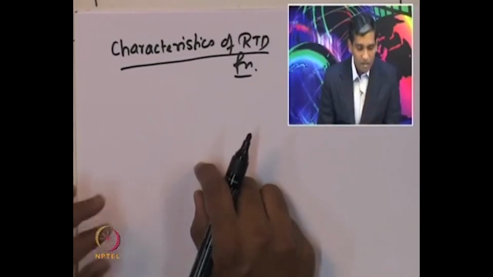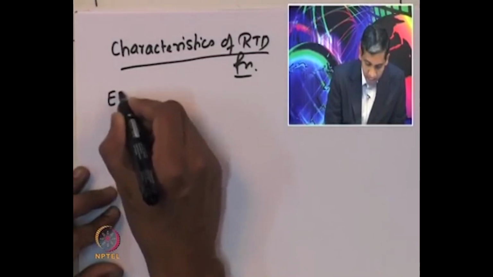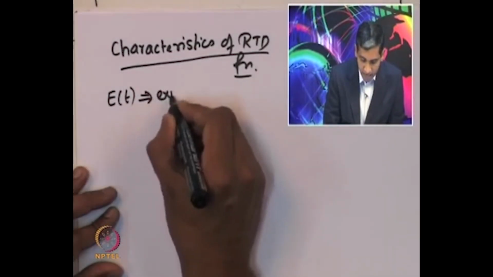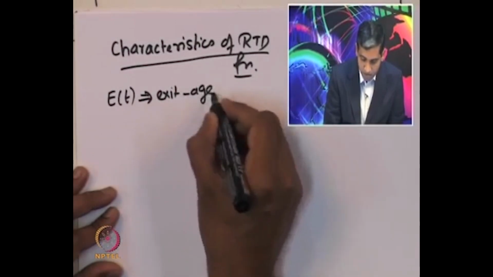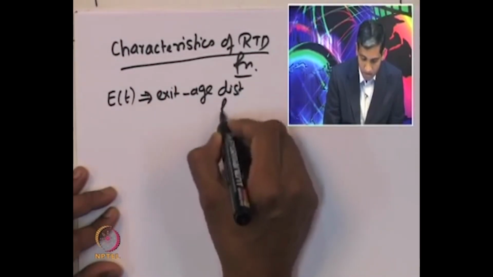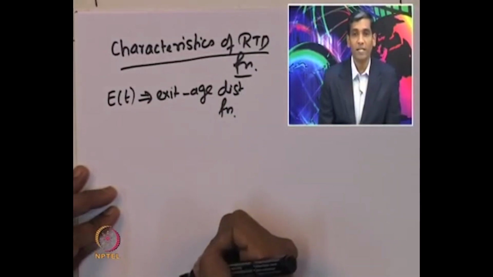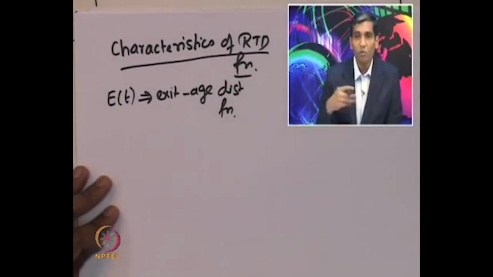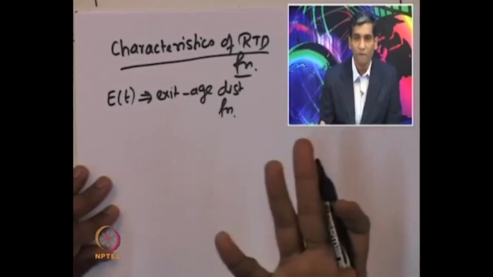The characteristics of the RTD function perhaps may provide some clue about the characteristics of the non-ideal behavior of the reactor itself. So, suppose E(t), which is the RTD function, is also called the exit age distribution function, and let us define what is meant by the age of, let us say, an atom or a molecule of a material.